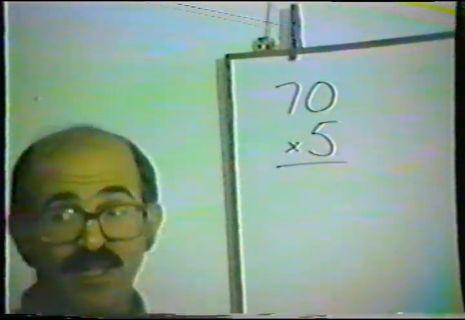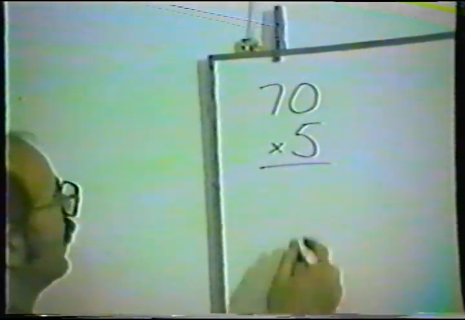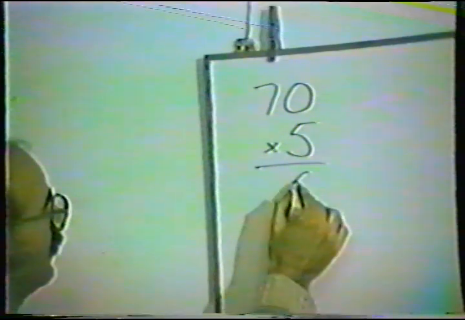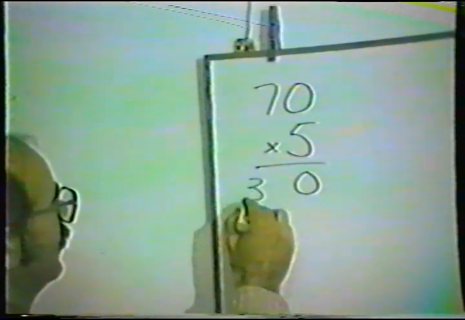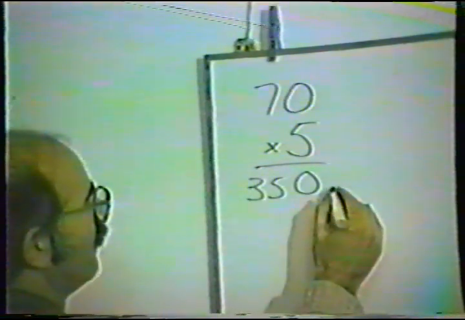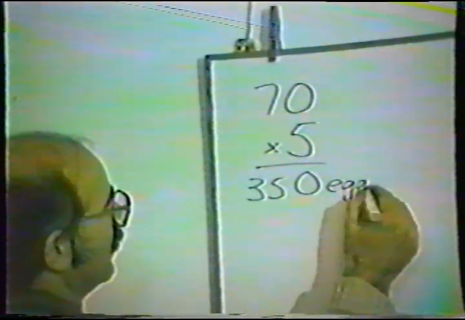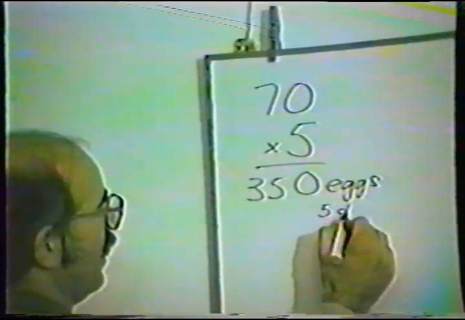Monday, Tuesday, Wednesday, Thursday, Friday. 0 times 5 is? 0. 7 times 5 is? 35. 350 what? Eggs. For how many days? 5. 5 days.